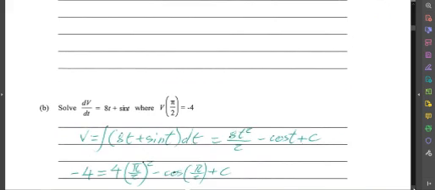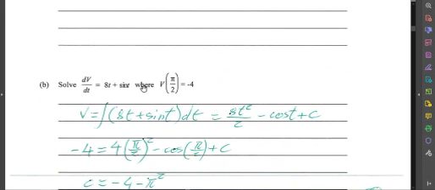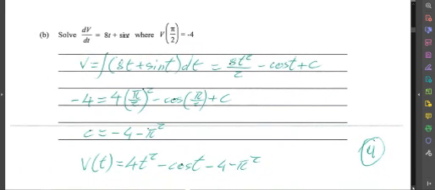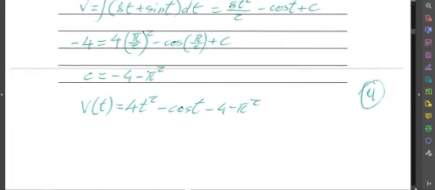Okay, and then it says where v of pi over 2 is equal to negative 4. So when v is negative 4, t is pi over 2. Yeah, and we just substitute those values. So v equals negative 4 and t equals pi over 2. Put them in here, yeah, to find what? The constant of integration. And I've got c equals to blah blah. And then the expression of vt is going to be 4t squared minus cos t minus 4 minus pi squared. Okay, and that again is worth an u.